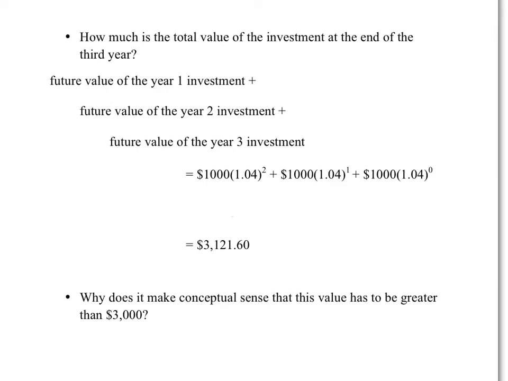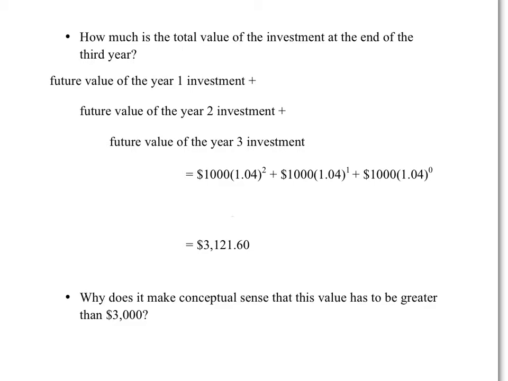How much is the total value of the investment at the end of the third year? We reasoned out that it needs to be the sum of the contributions of the three separate $1,000 investments, each one of which on its own grows a certain amount depending on how long it was sitting in the bank. When we add these up, it happens to equal $3,121.60. Great, we compute that all out, and this is what we get.